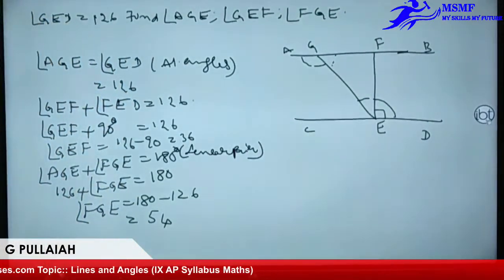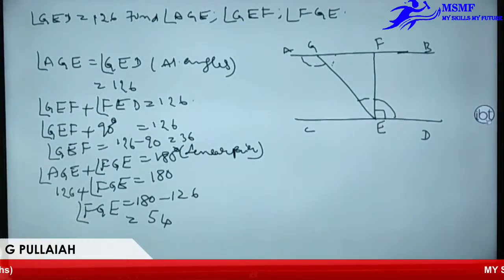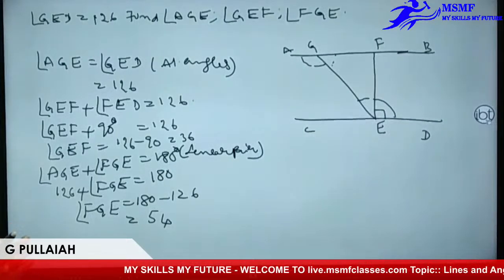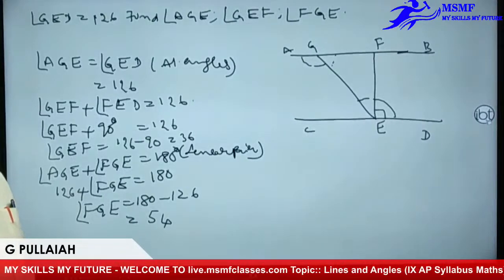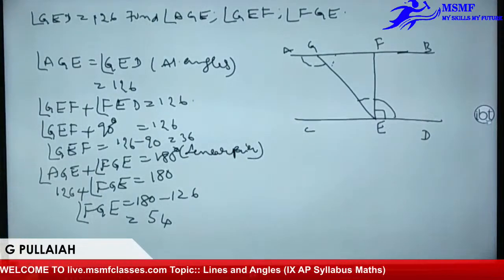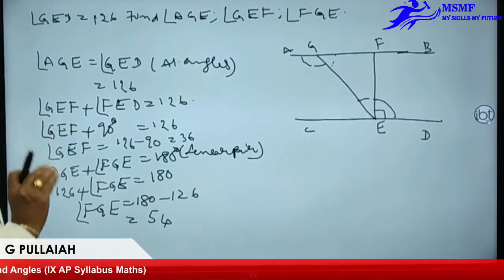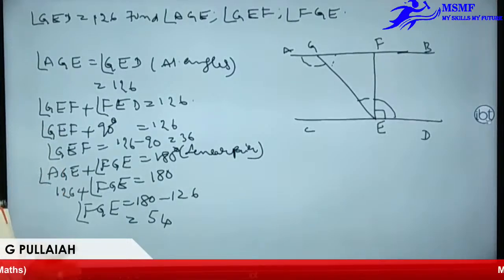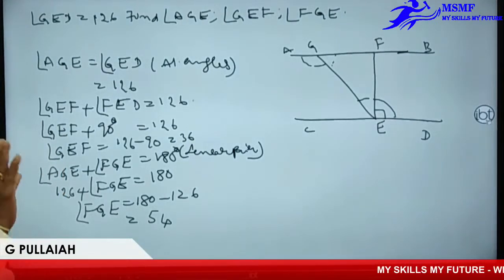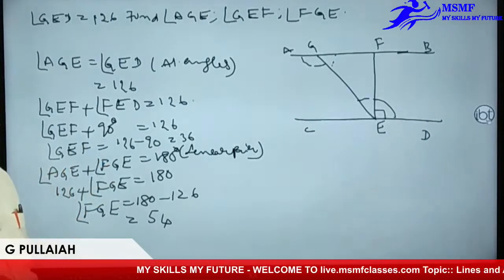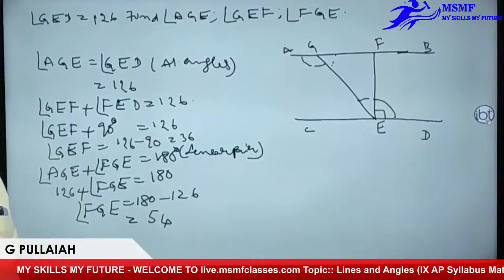These are all purely based on important concepts. One is corresponding angles are equal. Second, the sum of the co-interior angles on the same side of the transversal is 180 degrees. The third point is that a straight angle is equal to 180 degrees. And another point is the alternate angles. If you are in a position to identify these 3 or 4 points, this chapter is nothing.